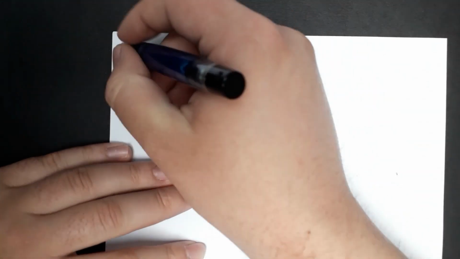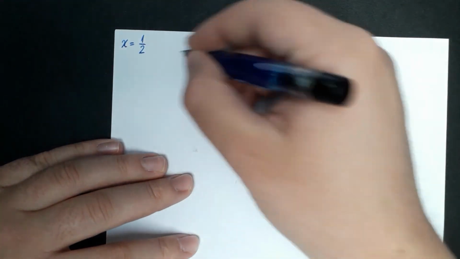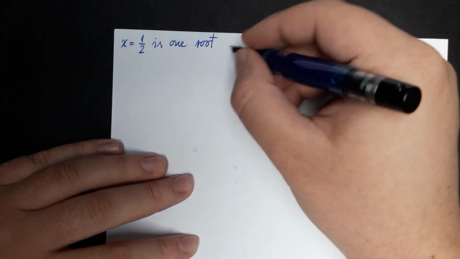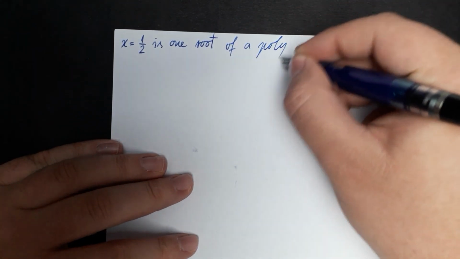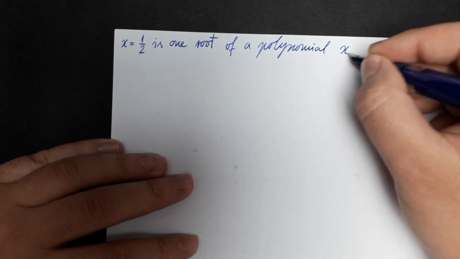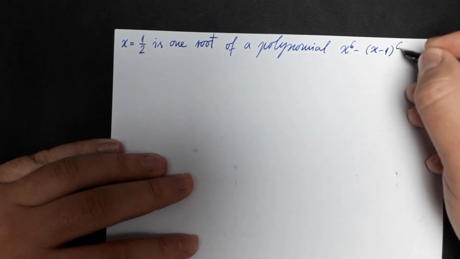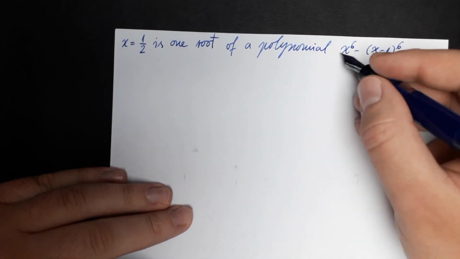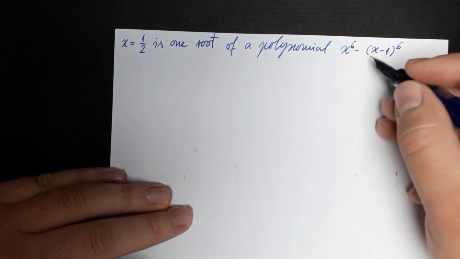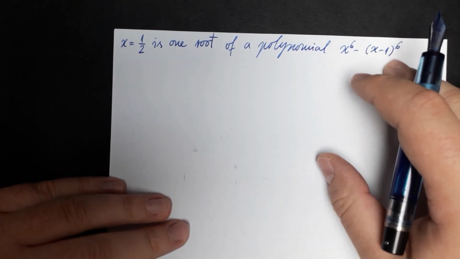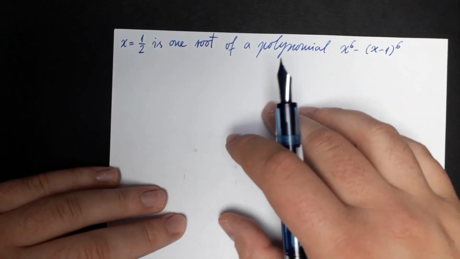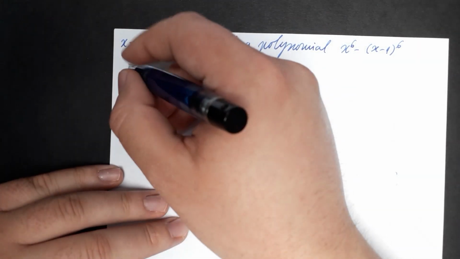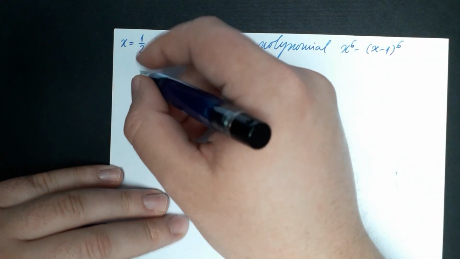So by this method we get that x is equal to 1/2 is one root of the polynomial x to the power 6 minus (x minus 1) to the power 6. Now when we expand this, which I have already explained, x to the power 6 and x to the power 6 are going to cancel out, and we are left with a polynomial of degree 5, which has 5 roots, so we have 1.